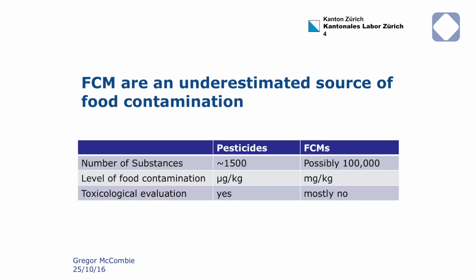And then comes the toxicological evaluation. So with pesticides, we pretty much know exactly how toxic they are. We know from a lot of the metabolites how toxic they are. We know a lot about them. With food contact materials, we don't know much about many substances. We don't know what they are. We might know that they are there, but we don't know what they are. And this is a problem.